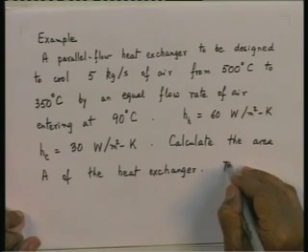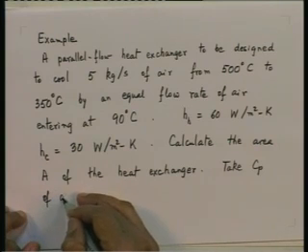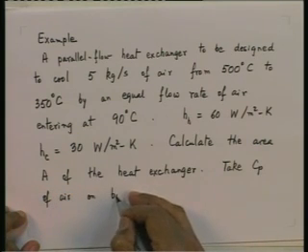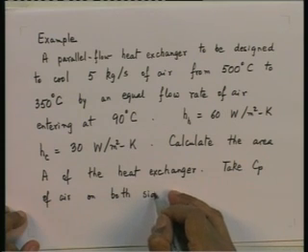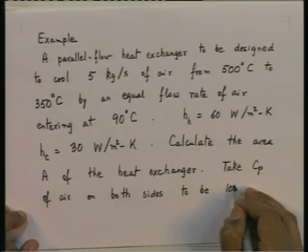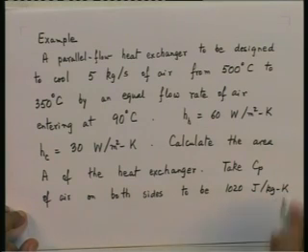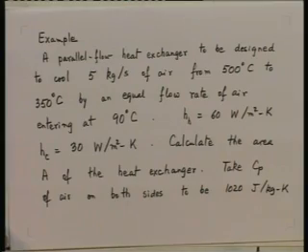Take Cp, we will need the value of Cp. Take Cp of air on both sides to be 1020 joules per kilogram Kelvin. Take this value of Cp. So, design a parallel flow heat exchanger, that means find the area A of a parallel flow heat exchanger for given conditions. Let us just draw a sketch of what we have, what we are asked to do.